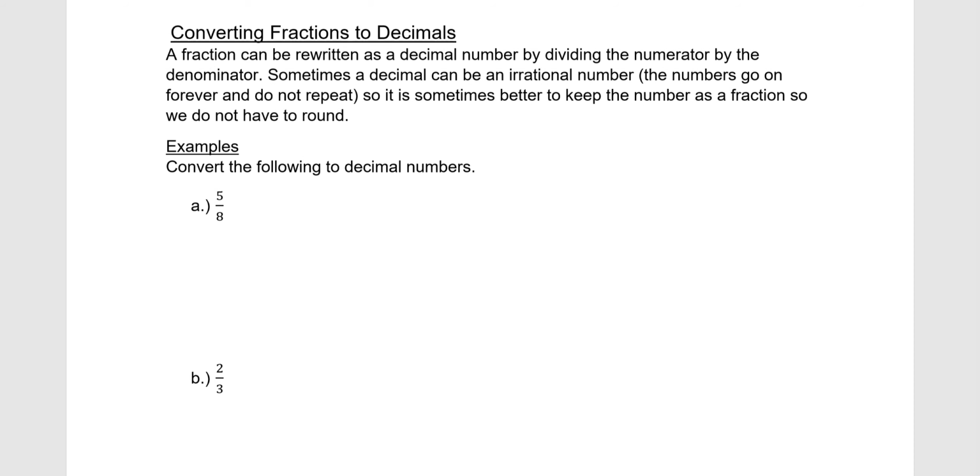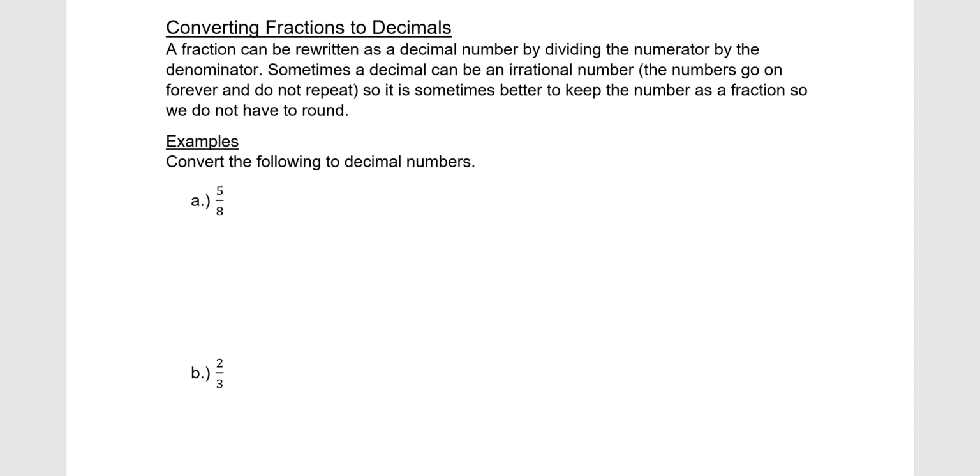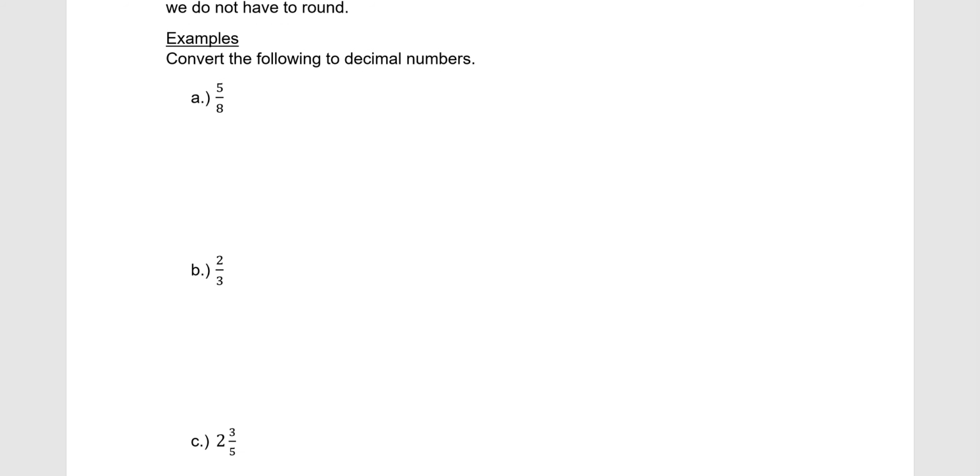Okay, for the next thing here, the way that we're going to be converting fractions to decimals is we can start with a fraction and then we can divide the numerator by the denominator. However, sometimes a decimal can be an irrational number, meaning the number goes on forever and it never repeats. So sometimes it is actually better to keep the number in fraction form so we don't have to round it. But for these examples, they're not going to be irrational numbers, so we won't run into that problem.